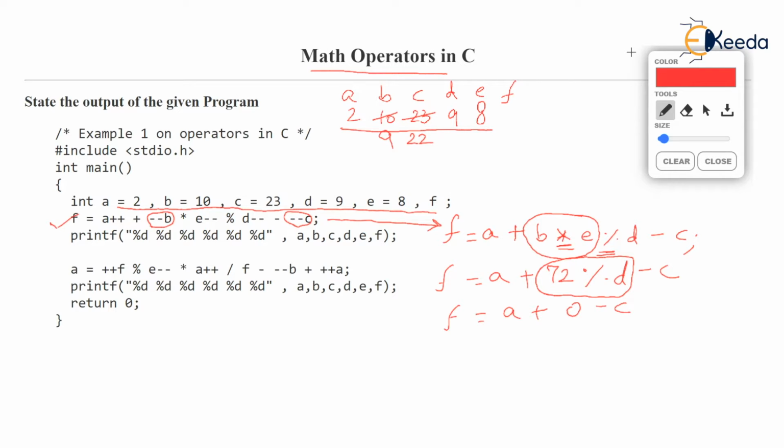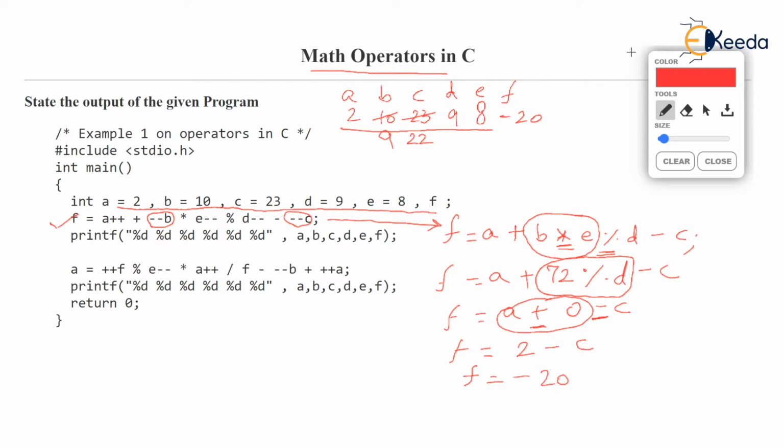Now plus and minus both have equal precedence. Then whichever comes first among them from the left hand side will be solved first. So a plus 0 will be done first, which is a. As you see in the table, a is 2. So this is 2 minus c. And now finally c is 22. So it is 2 minus 22, which is minus 20. So f has come out as minus 20. I will update the table here. f is minus 20. But that's not the end of it, isn't it?